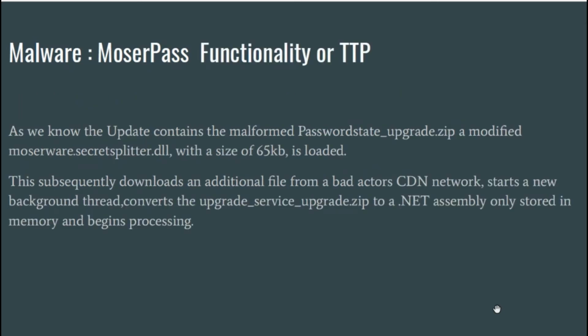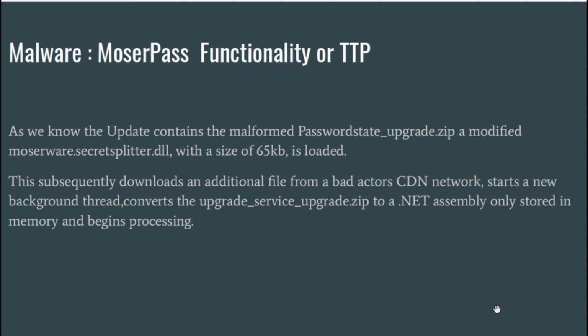So what is the MOSERPASS functionality, or the TTPs? When we say the word TTPs, it's not a big TTP to relate to a MITRE attack, because the main idea of the DLL is to steal all the passwords inside this Passwordstate manager. So we know it's the malformed zip file which contains the rogue DLL, which is 65 KB in size. This is something to be noted, because during incident response, when you are checking your file system, if you find the DLL is 65 KB, you are already compromised.